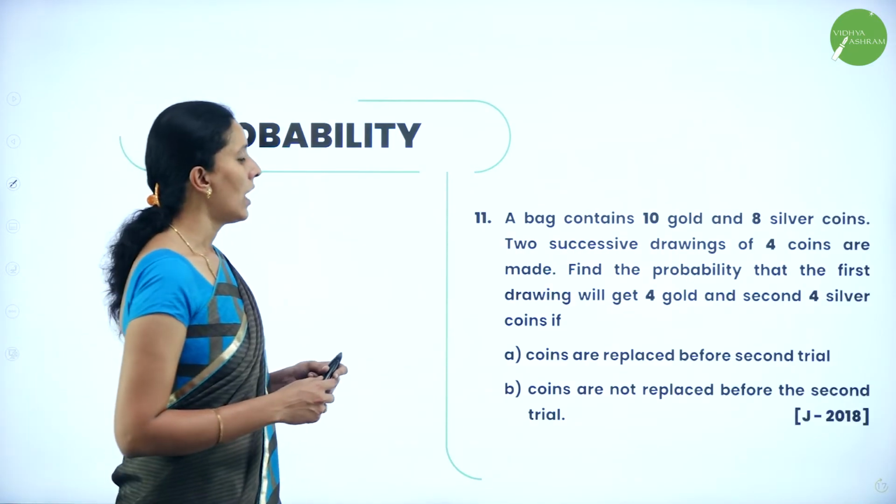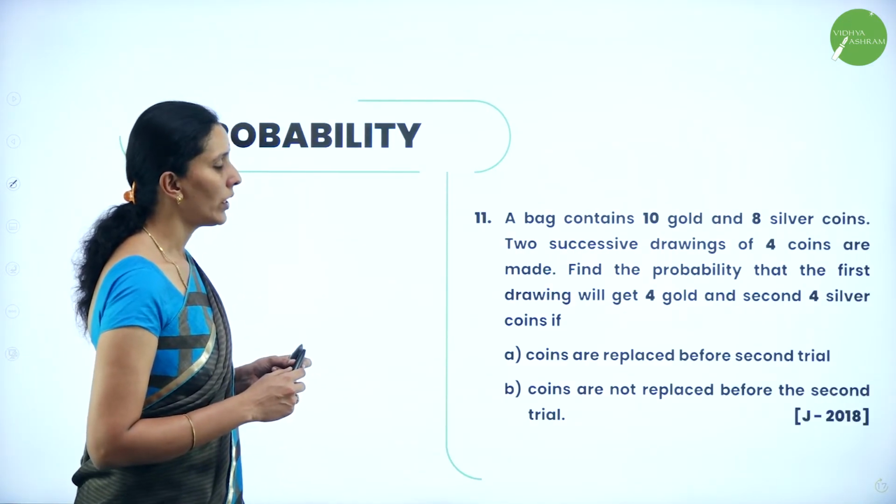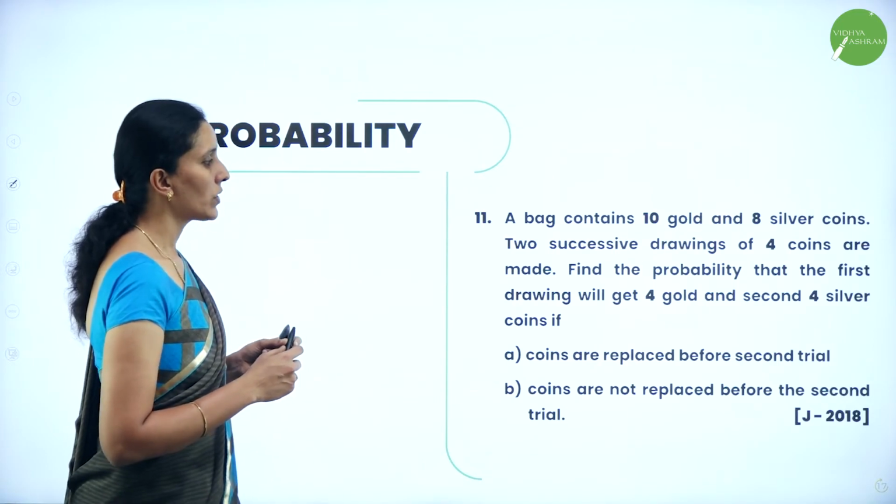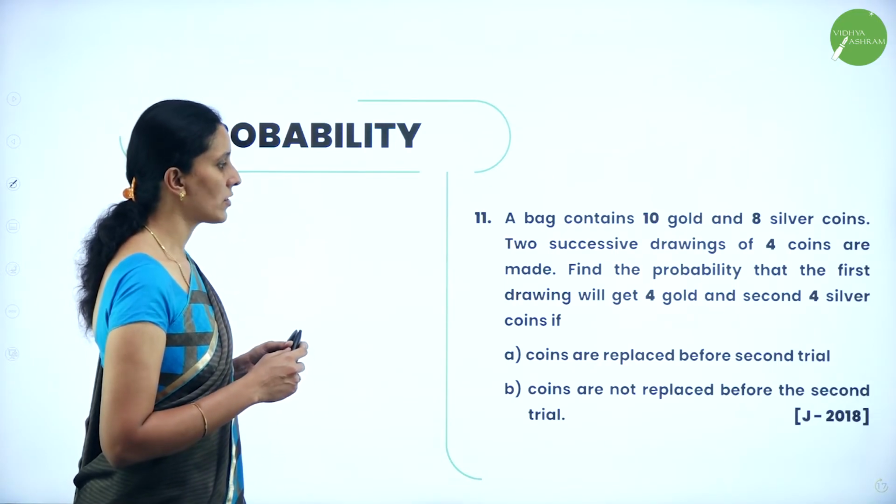Next question, a bag contains 10 gold and 8 silver coins. 2 successive drawings of 4 coins are made.